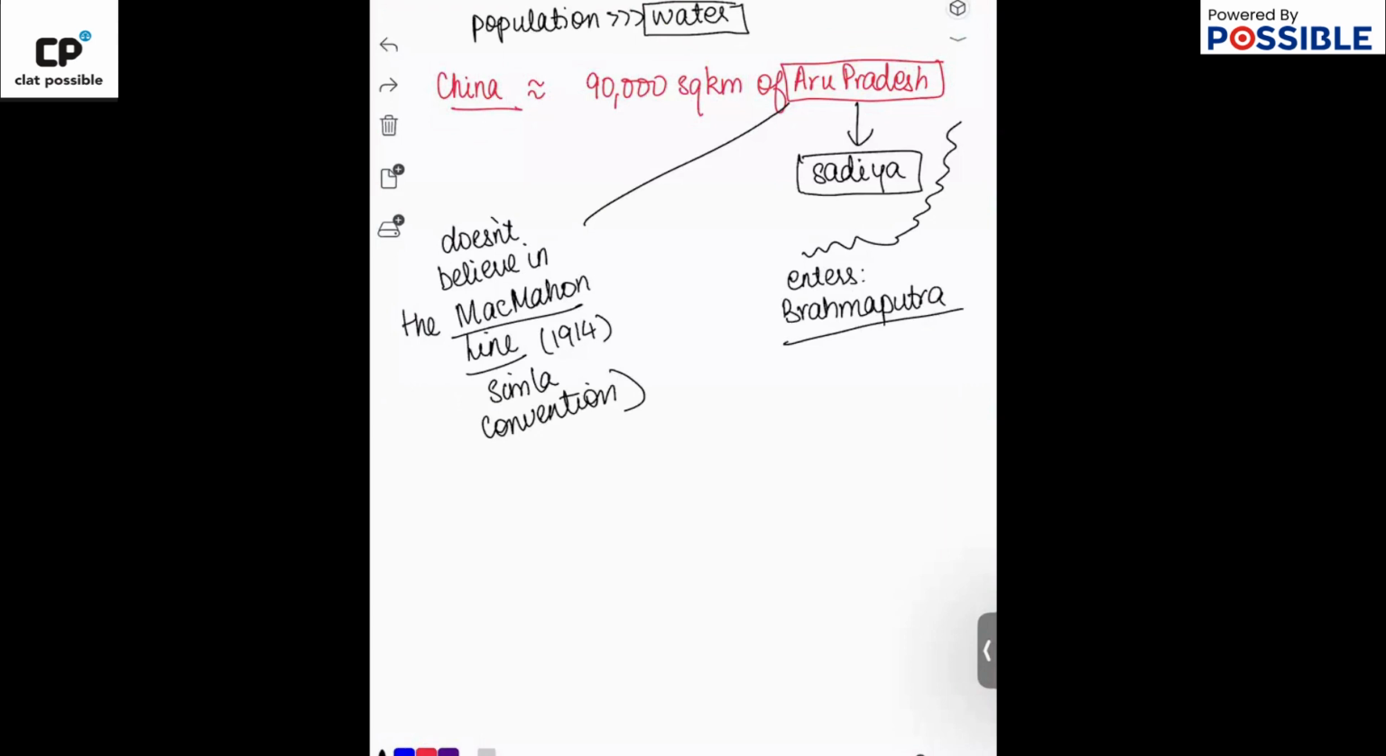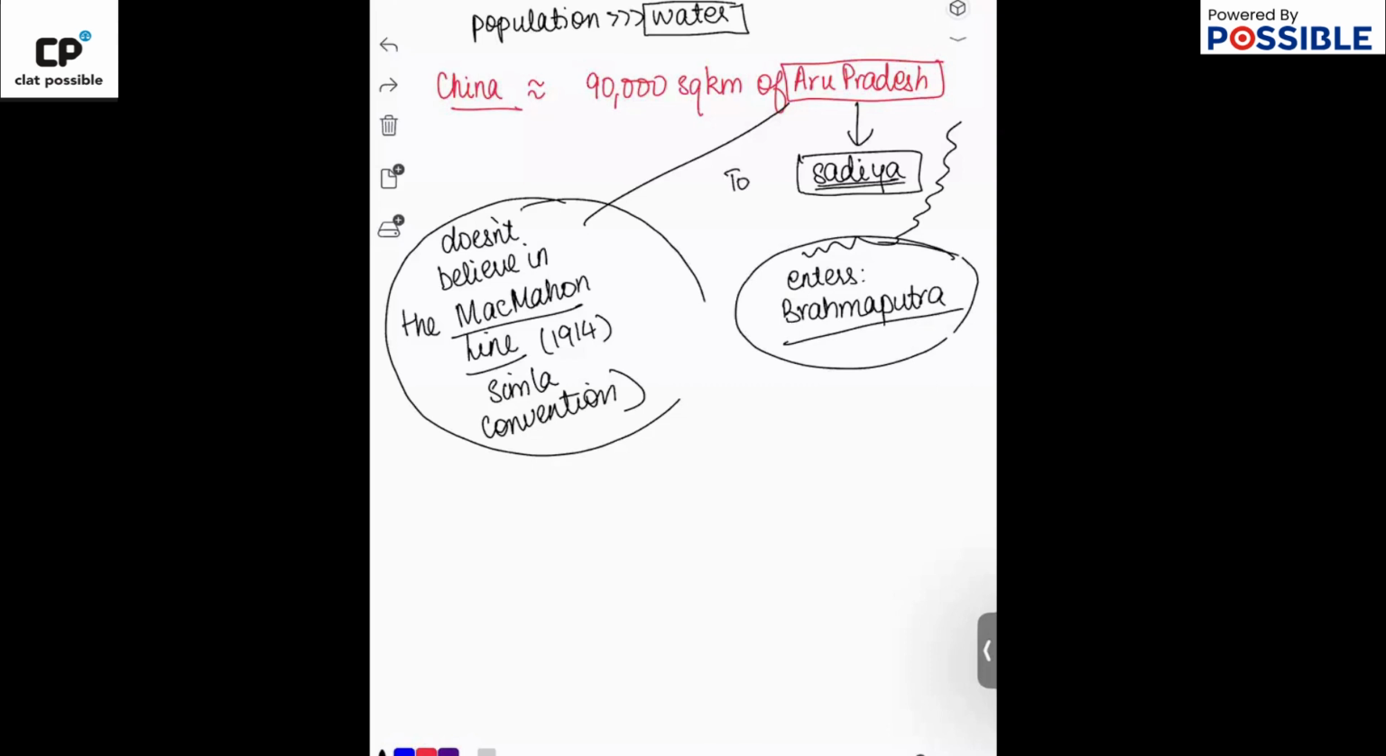Anyway, coming back over here, they want this Arunachal Pradesh because they do not believe in the Simla Convention. That is one. And the second thing is that they want this Brahmaputra river that enters our country from this town called Sadia. Sadia is the name of a town. Where is that town? In Arunachal Pradesh.